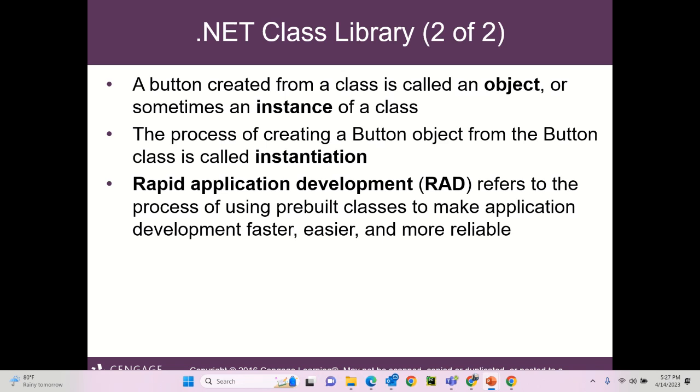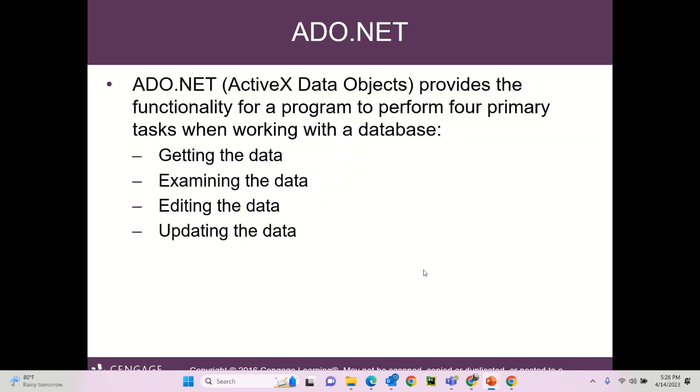So in a framework where you have many class libraries, you don't have to define the framework for each and every one. Let's say buttons: you have already somewhere the button, you just drag that button and integrate it into your program. That kind of development approach is called the rapid application development approach. ADO.NET, ActiveX Data Objects, provides the functionality for a program to perform four primary tasks: getting the data, examining the data, editing the data, and updating the data.